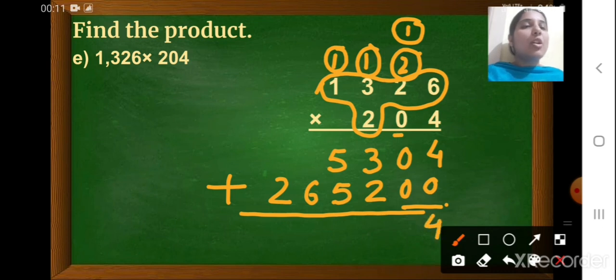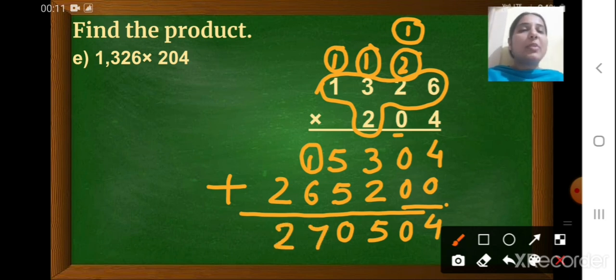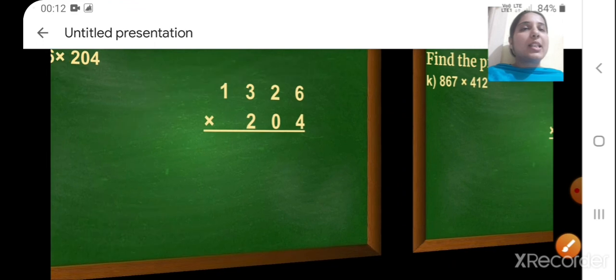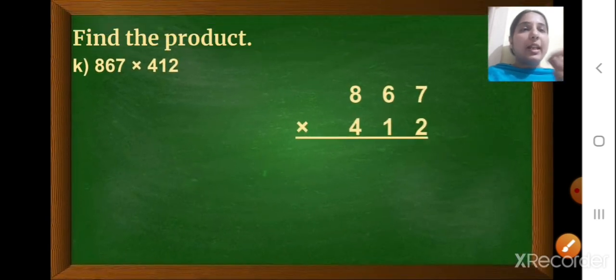So 4 plus 0, 4. 0 plus 0, 0. 3 plus 2, 5. 5 plus 5, 10. So 0 we will write here. 1 will be carried over to the next place. So 6 plus 1, 7 and 2. So what is the answer obtained here children? 2,70,504. Okay children. Now let's see question number K.